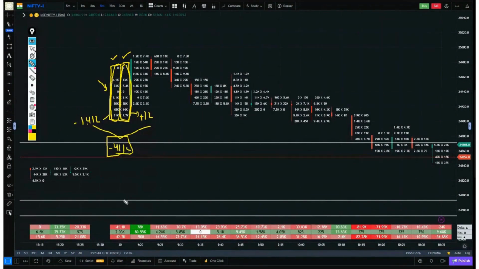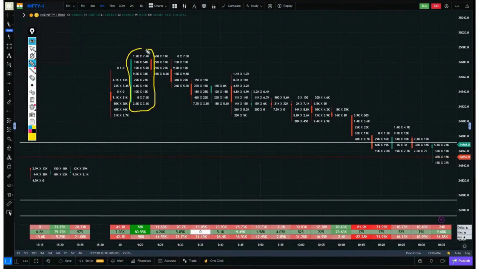The same delta is shown here because it's inside the red box and there's a negative sign in front of the value, so that means it's a negative delta. Negative delta means there are more sellers. How many more? 41,000. Now look at this candle. What is there in this candle?